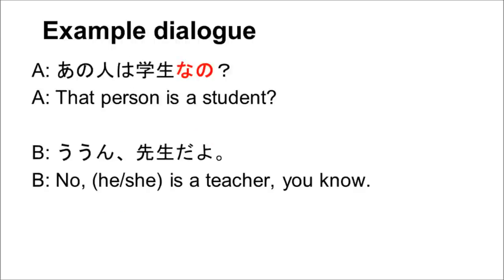A first asks, あの人は学生なの? That person is a student? To drive the point home once again, this is different in tone from the simple neutral question, is that person a student? B replies, うん、先生だよ. No, she's a teacher, you know.